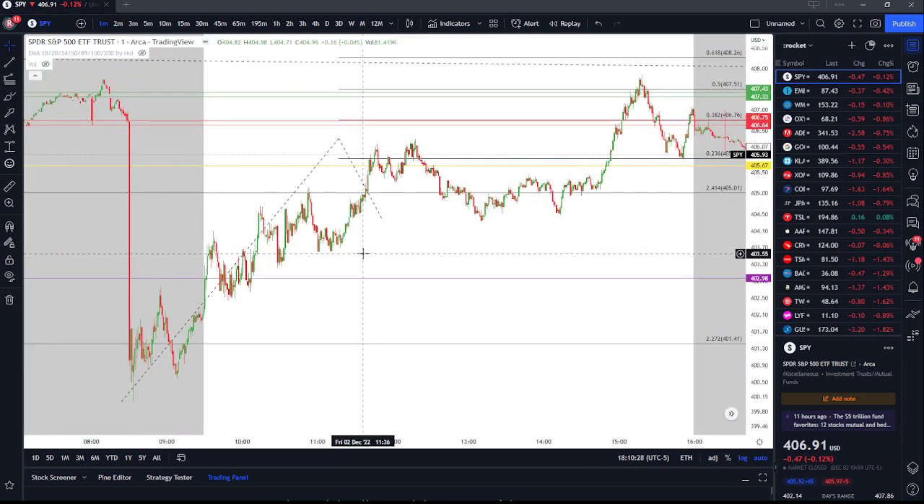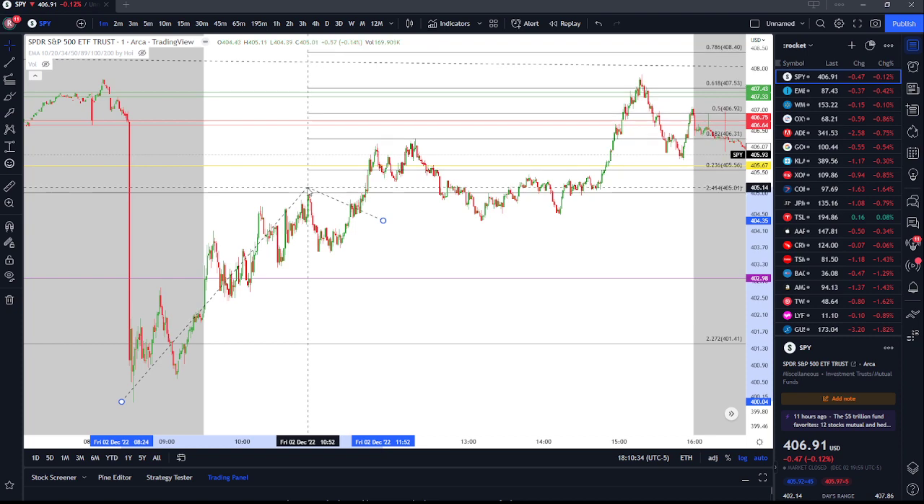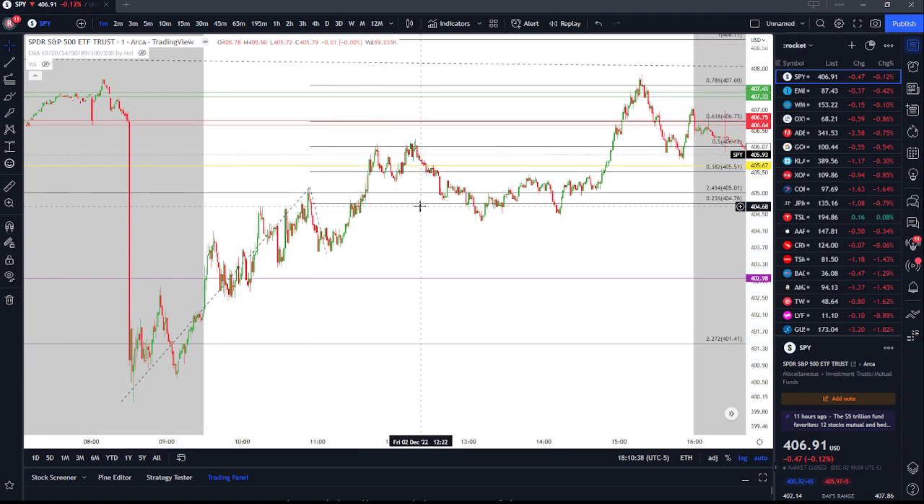And I warned everybody about a possible scam pump into the end of the day. Why did we know this? Well, actually, let me do this. 1, 2. There you go. What was the possible scam pump into the end of the day?